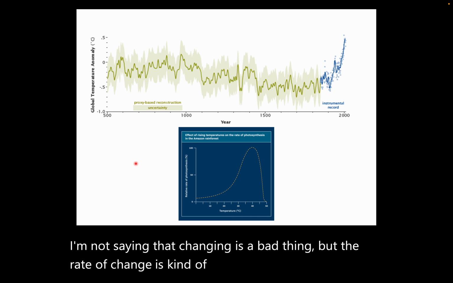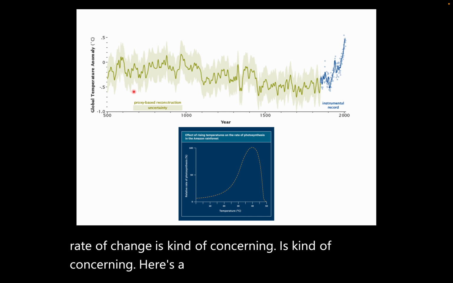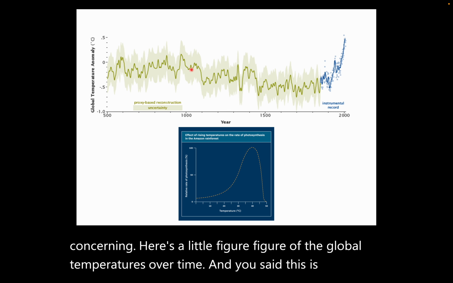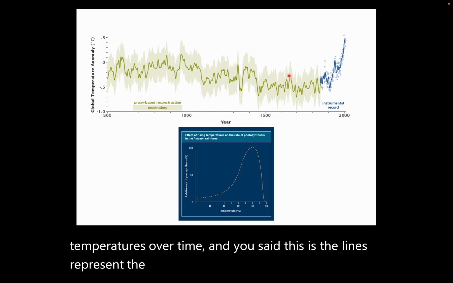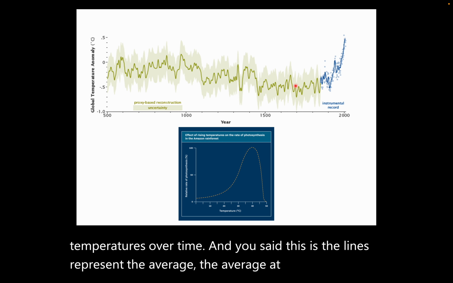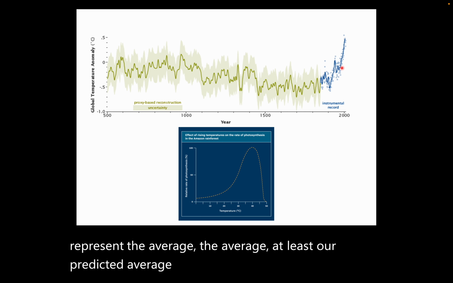Here's a little figure of the global temperatures over time. The lines represent the average, at least our predicted average, and the blue line represents what we've been able to record.